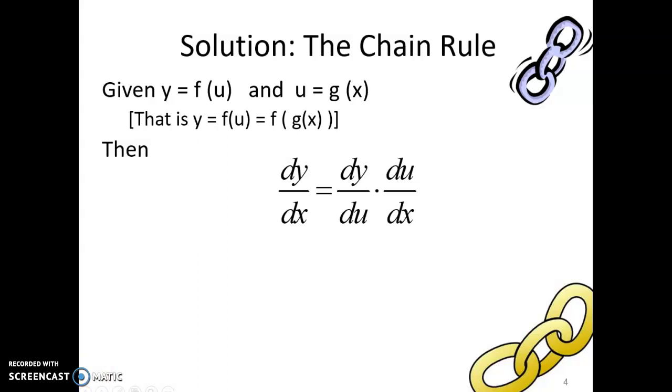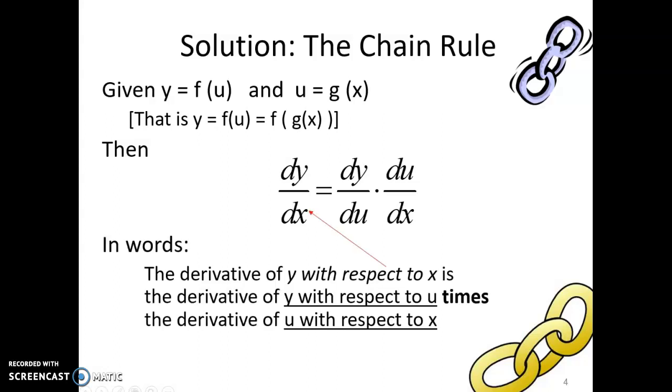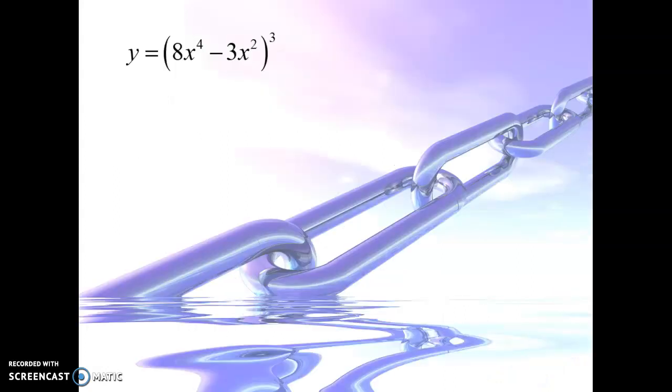So this is one form of the chain rule. It is Leibniz notation for the chain rule. In other words, the derivative of y with respect to x is going to equal the derivative of the y function with respect to u times the derivative of the u function with respect to x. Now, right now this might seem a little bit Greek to us, but let's look at how this would work with an example. So let's go back to the function that we started with.